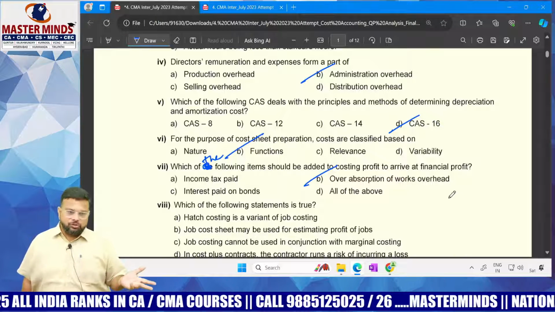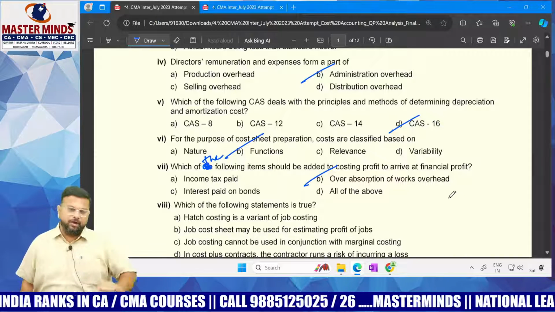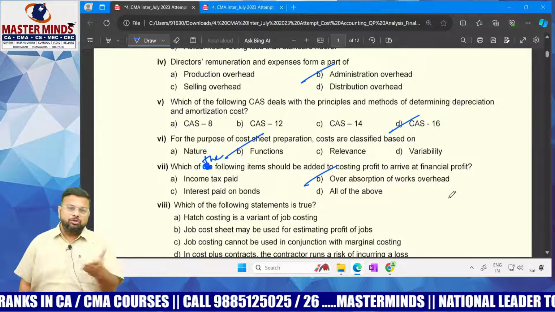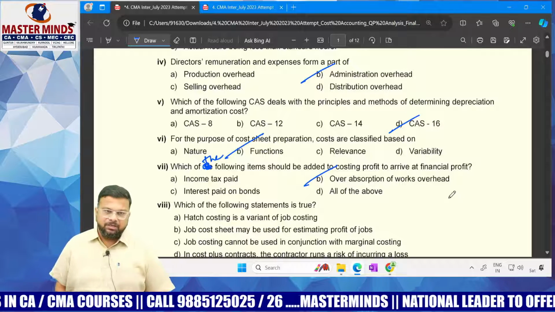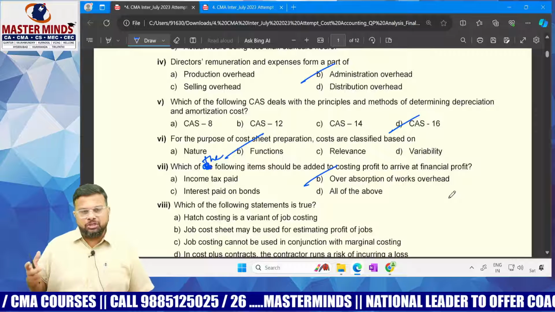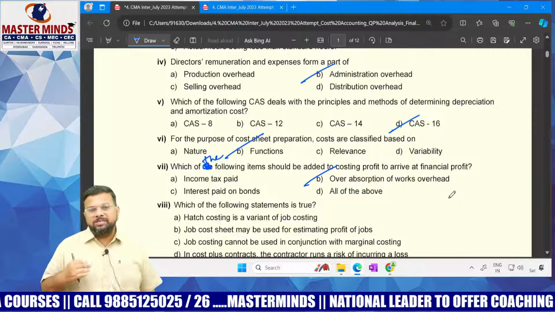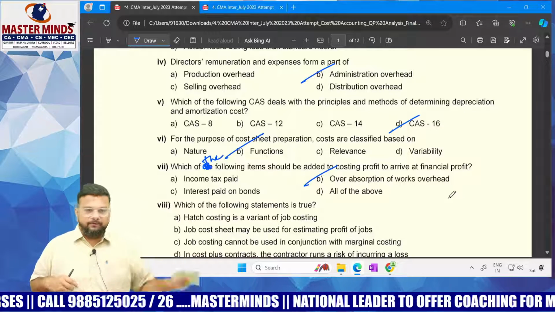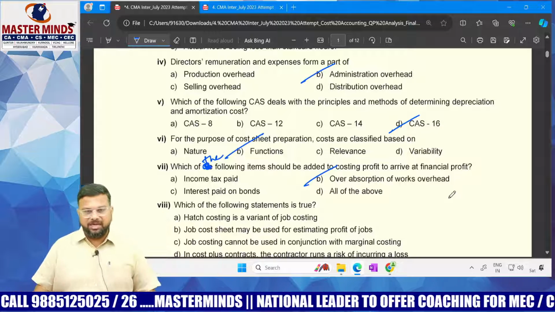Interest paid on bonds also will reduce financial profit. That means we have to reduce costing profit also. So, over absorption of overheads. That means, compared to financial books, in cost books overheads are over absorbed. That means costing profit will be low. So we have to increase it. So B will be the answer.